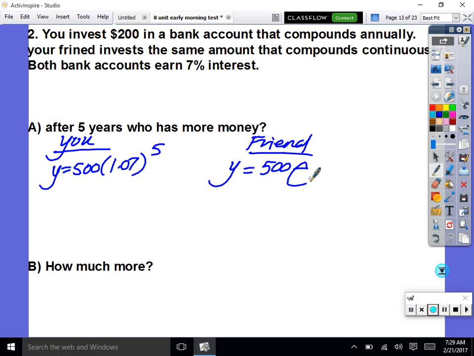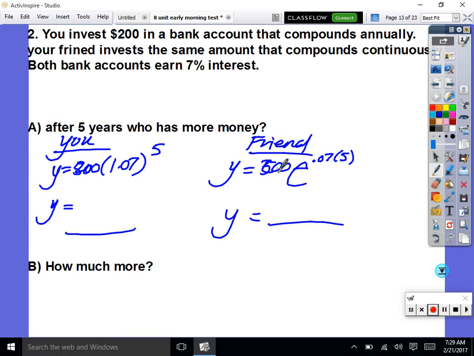Now you don't change the percent, so 0.07 times 5. So you type it into your calculator, so you have this much, your friend has this much, who has more? Oh, sorry, this is 200. Sorry, I'm going so quick. Does that make sense, everybody?